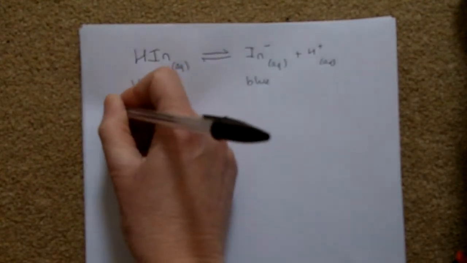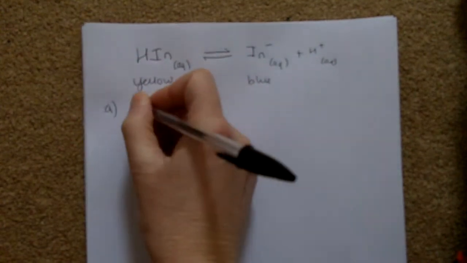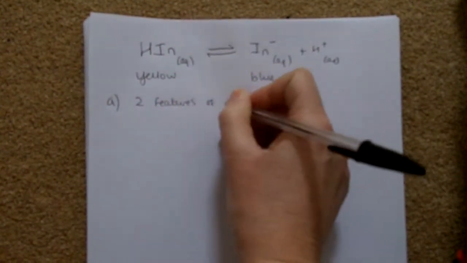So this is question A. I'm not quite sure which year this is from. This is from an old OCR A-level chemistry exam paper. State two features of a dynamic equilibrium.